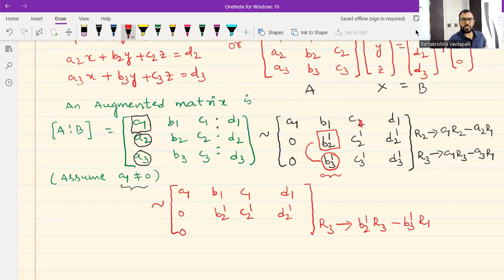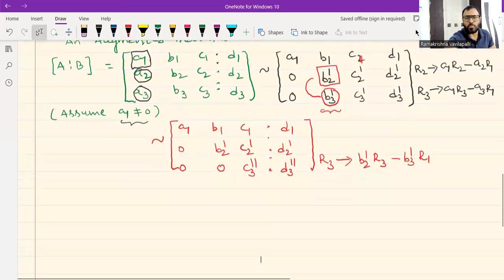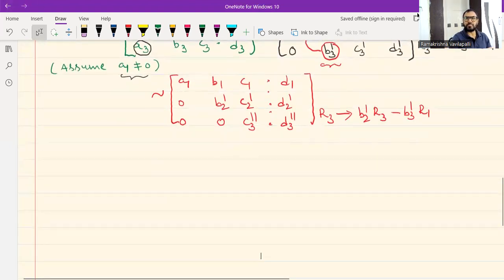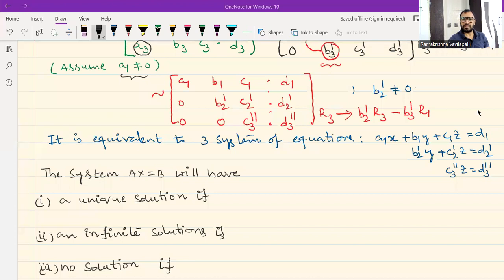Now you see this becomes 0. This is 0, C3 double dash, and this is D3 double dash. So again, this is nothing but a system of linear equations. Now, coming to the core point. After reducing into the third step, here assume that B2 dash is not equal to 0, this element. Suppose if this is 0 and in the third row, second column, this element is not equal to 0, then interchange the rows. Okay.